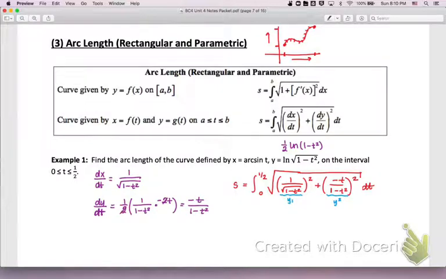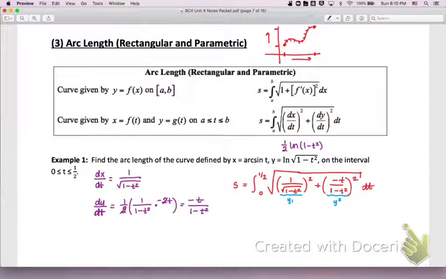I'd like for you to pause the video and try entering this in your calculator before we move on. Take a second to do that. I'm going to come back here with the answer in 3 seconds so that you can kind of calibrate and see if you're typing this in correctly.